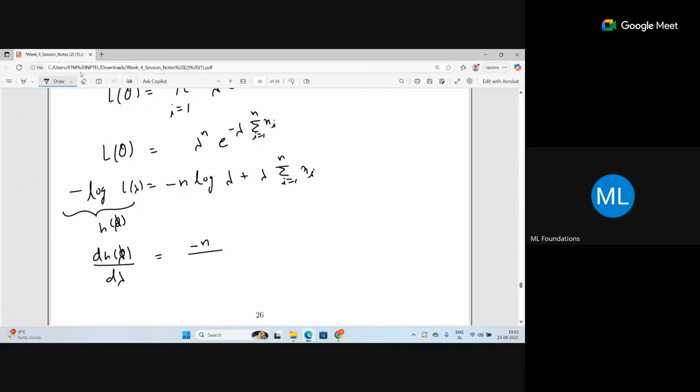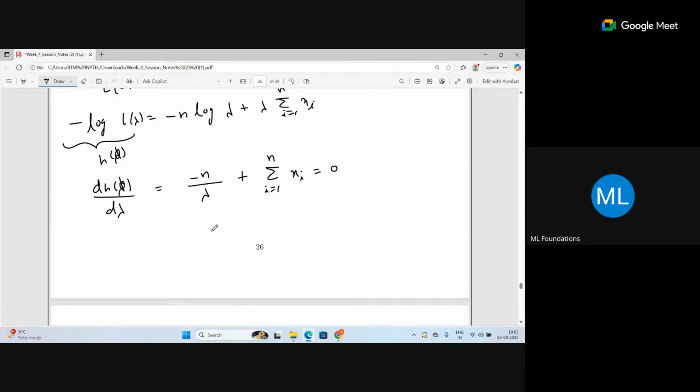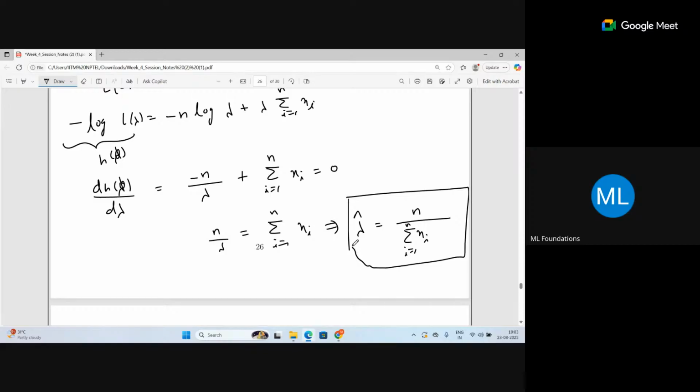So it is a function of lambda. Minus n log of lambda: the differentiation of log of lambda is 1 upon lambda. So this becomes minus n by lambda plus summation xi, and that is equal to 0. Then I get n by lambda equal to summation of i equal to 1 to n xi. If I take lambda to this side, lambda will be equal to n divided by summation of i equal to 1 to n xi. And that is my estimator for lambda.